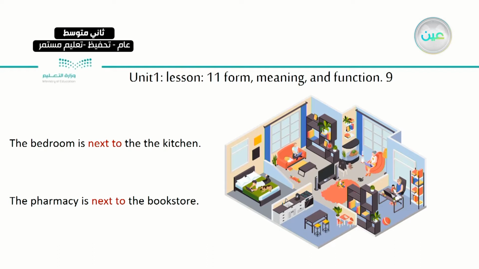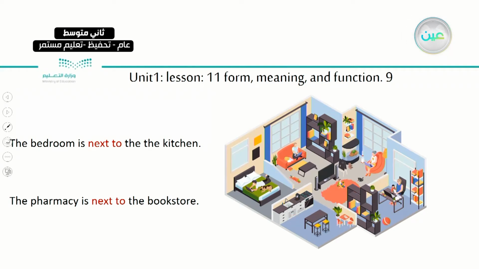The word we're focusing on is next to. The bedroom is next to the kitchen. So this is the bedroom. Next to it, we have the kitchen, okay? Can we say the bedroom is next to the office? No, it's not next to it. This is what I mean, next to each other, okay?